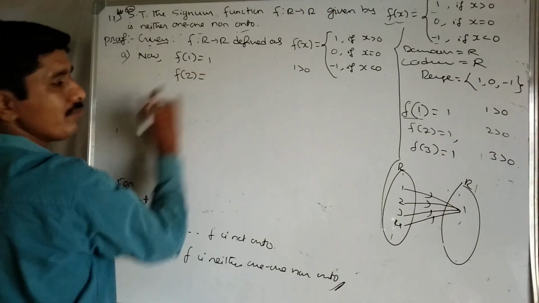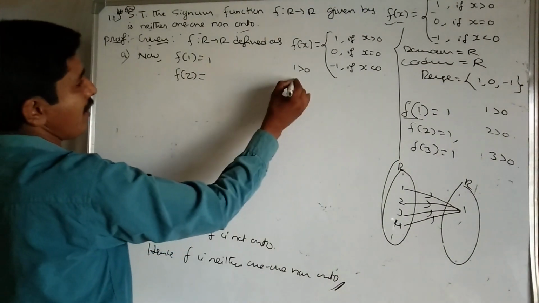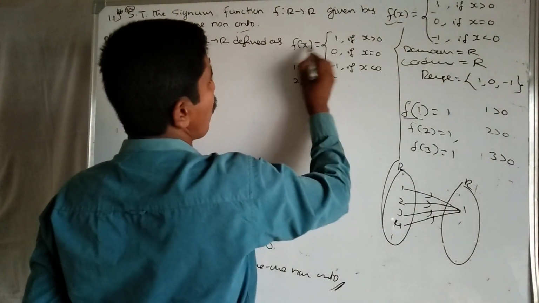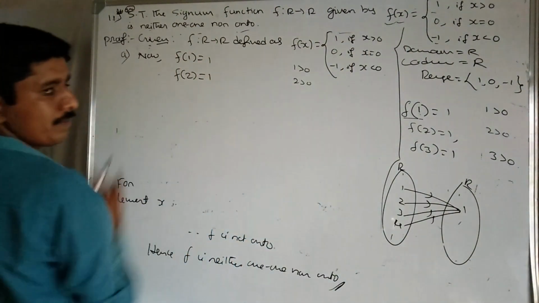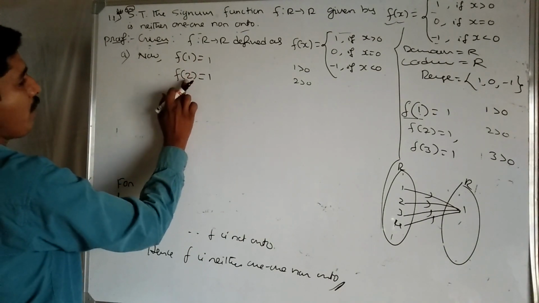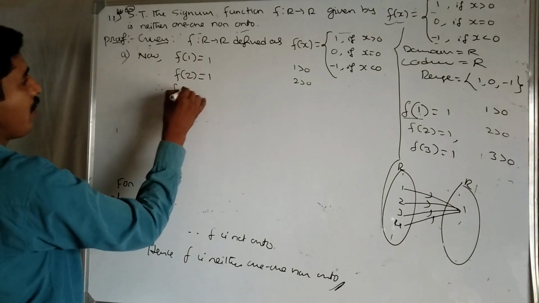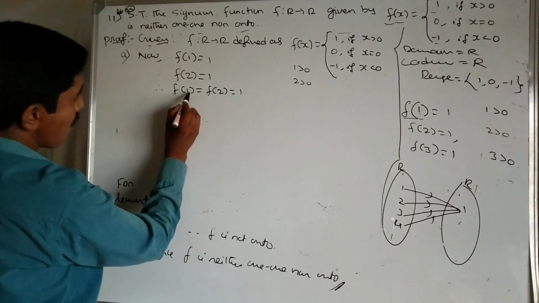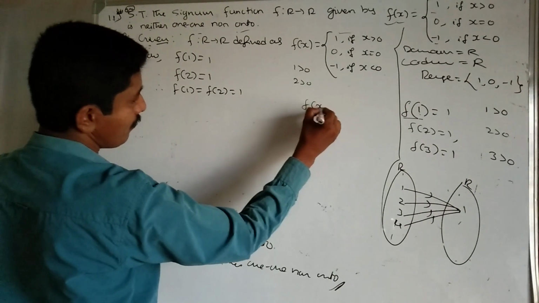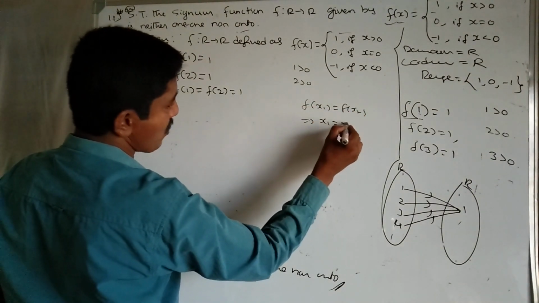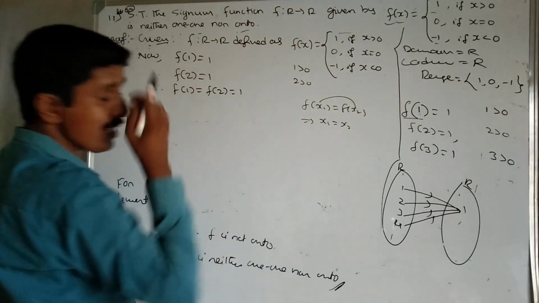f of 2. Here 2 is greater than 0, correct. Then range value here is 1. Take 2 here. Clearly f of 1 equal to f of 2 equal to 1. Here f of x1 equal to f of x2 implies that x1 equal to x2. If domains are equal, it is 1-1.